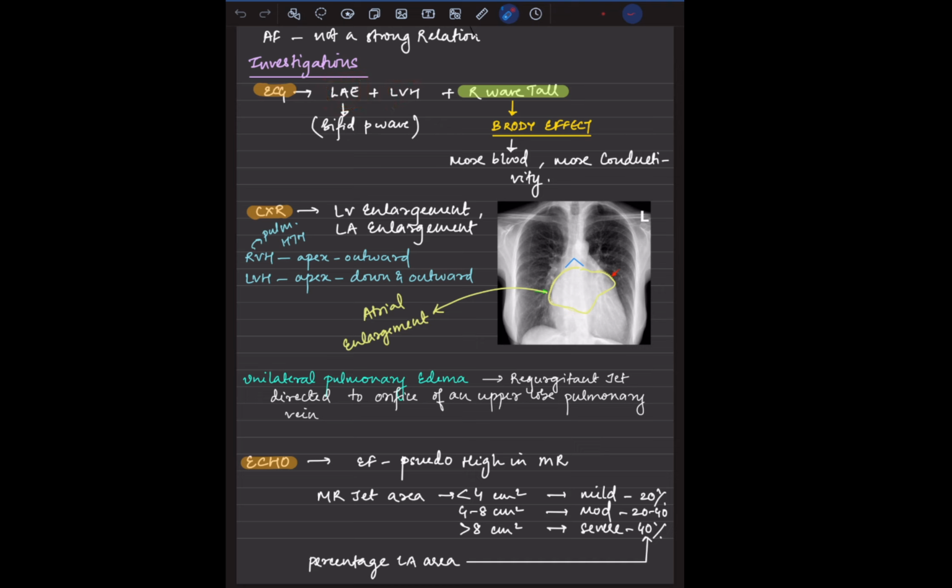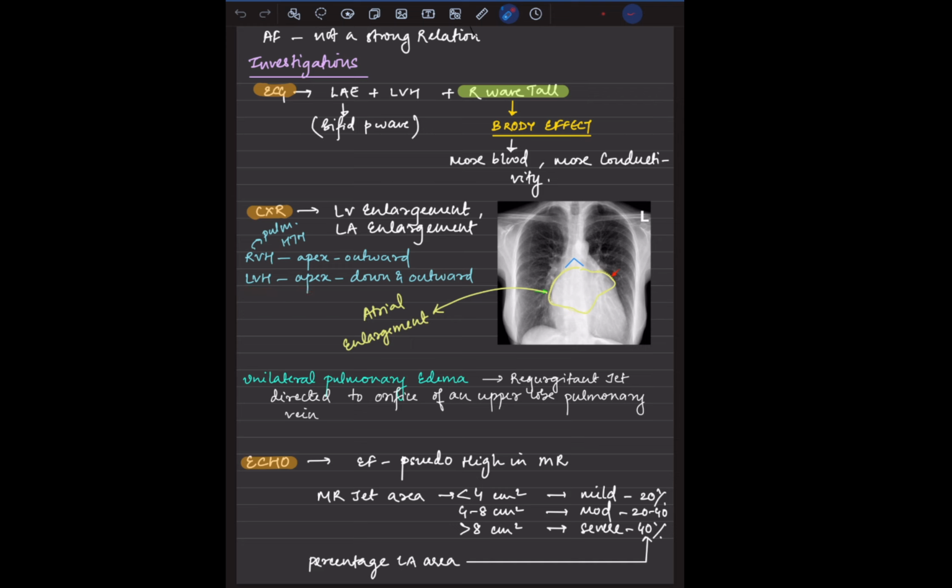In the chest X-ray, we can have a dilated left ventricle and left atrium, depending upon the stage. When it is an RVH, the apex is outward. When it is an LVH, the apex is down and outward. So this is important.